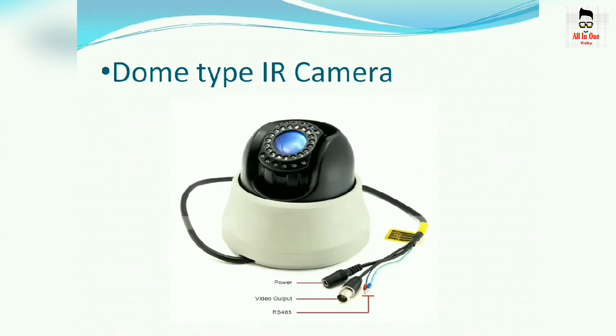This is a dome type IR camera, you can see on the screen. As I explained before, now I will explain regarding the cables which are coming from the camera. As you can see here, this is the power cable. The black one is your power cable. The power cable has 2 cores. If you cut this wire from here, you will get 2 wires. One will be the positive, one will be the negative.